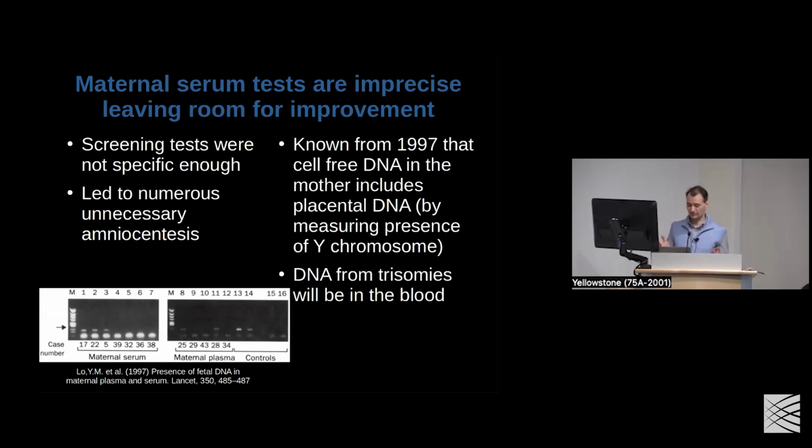And so for a long time, maybe a couple of decades, there was this situation where maternal serum screening tests were very imprecise, and there was this unmet need for a test that would be more accurate and non-invasive at the same time. And in 1997, it was discovered for the first time that if you separate the plasma from the nuclei in the blood, and you look at the DNA circulating free in the blood, in the serum, you find that some percentage of that comes from the placenta of the fetus.